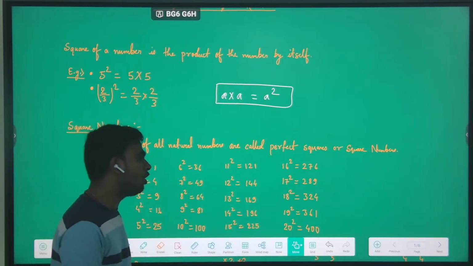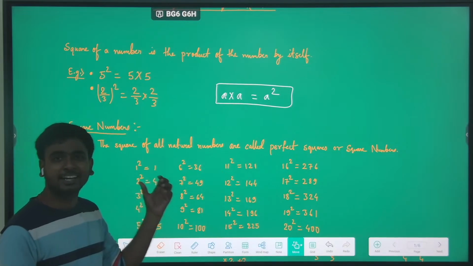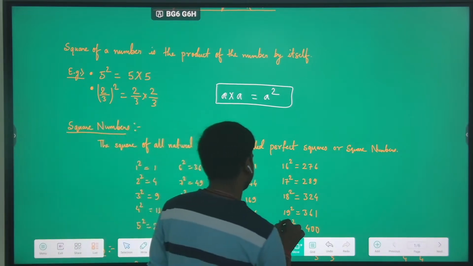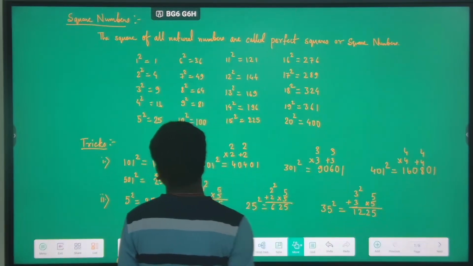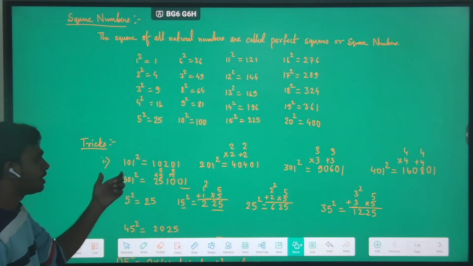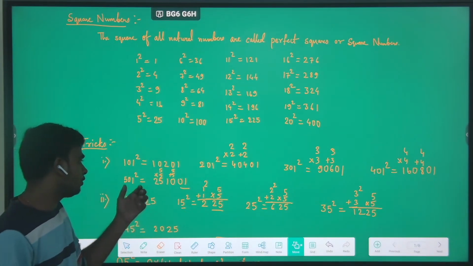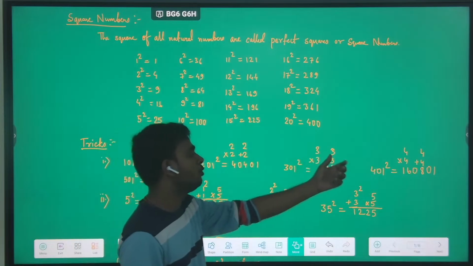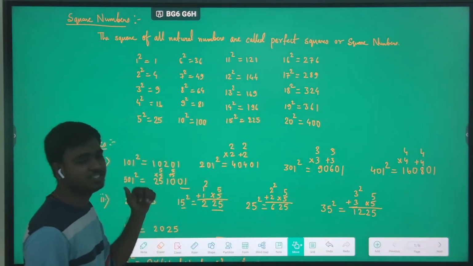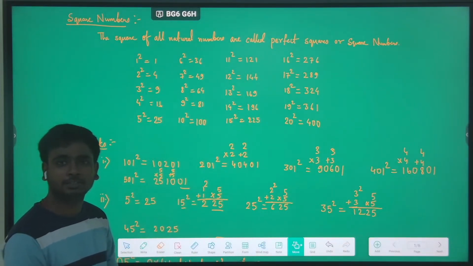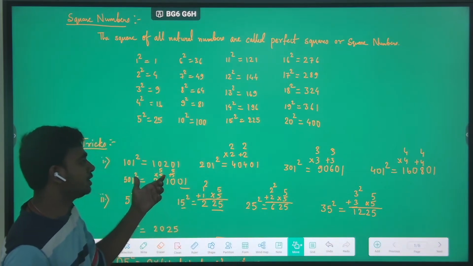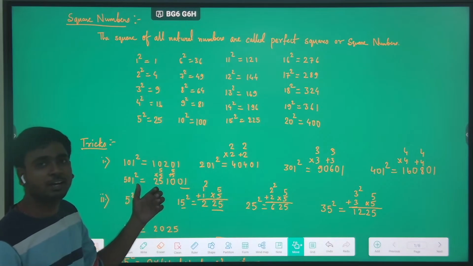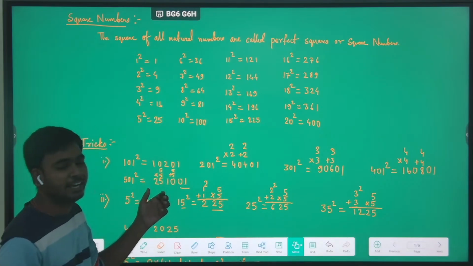Okay. Now we will look at some tricks to find the squares of some numbers. Our first trick is for finding the square of numbers like 101, 201, 301, 401, 501, 601. How can we do this? Is there any trick regarding this? Let us see the trick and observe.